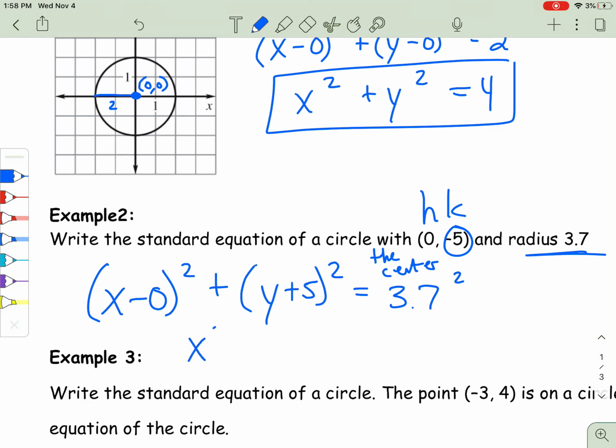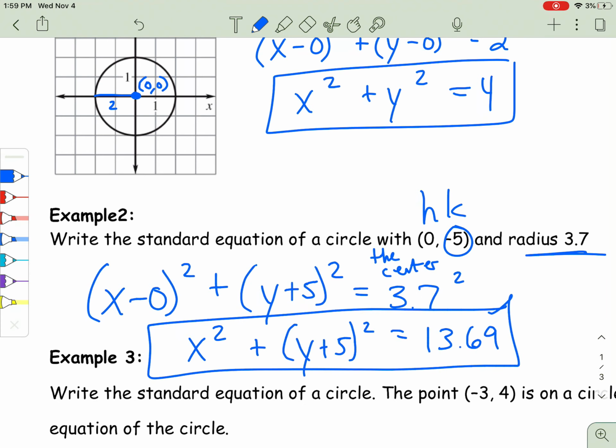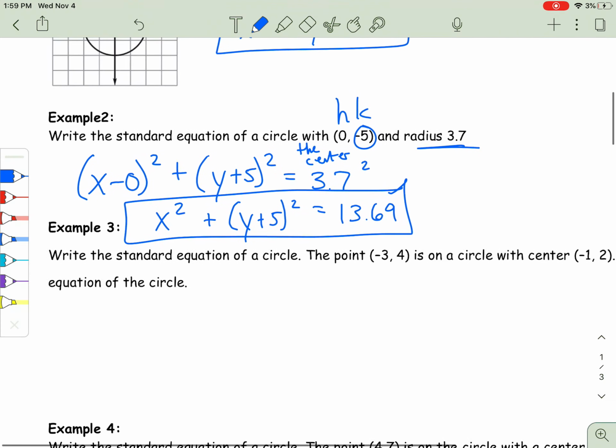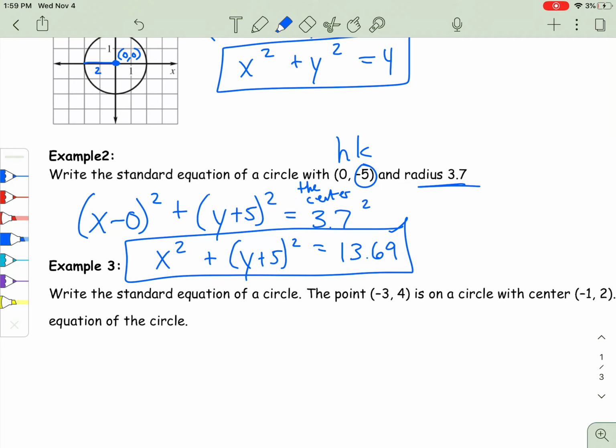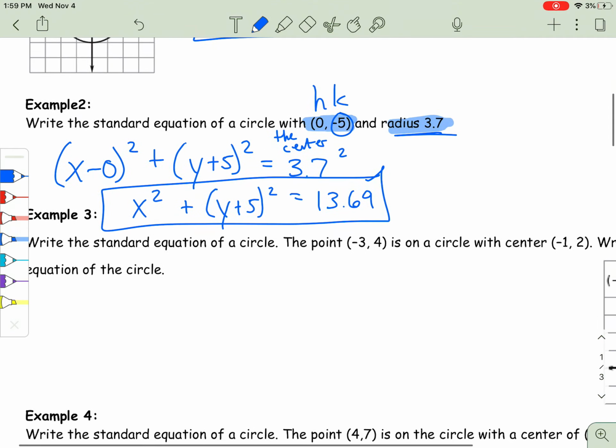Okay, so again, if we simplify this, x squared plus y plus 5 squared equals, and I think this is 13.69 if I remember from earlier. Okay, and there's your formula. So pretty simple. Find your center, find your radius, plug it into the equation.